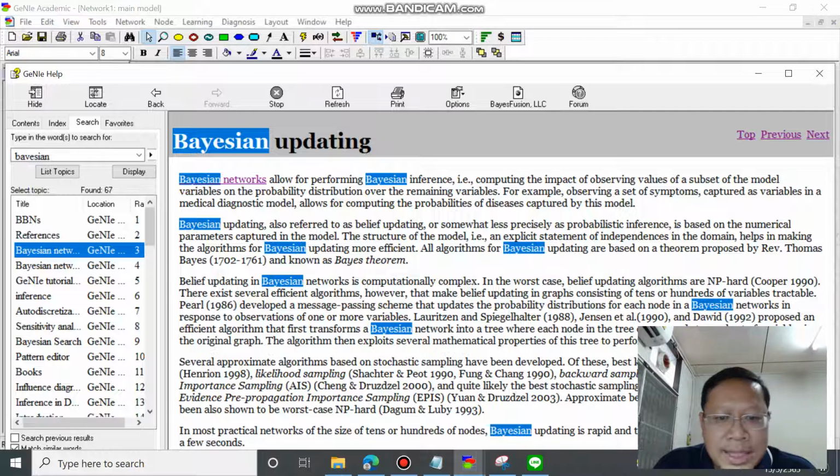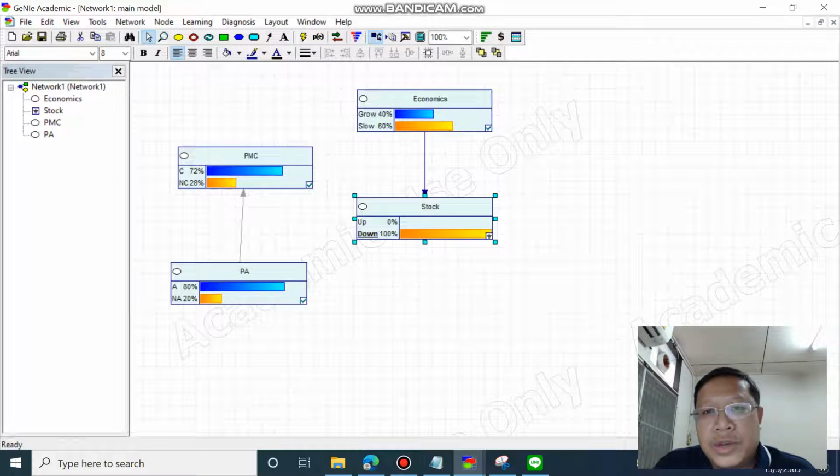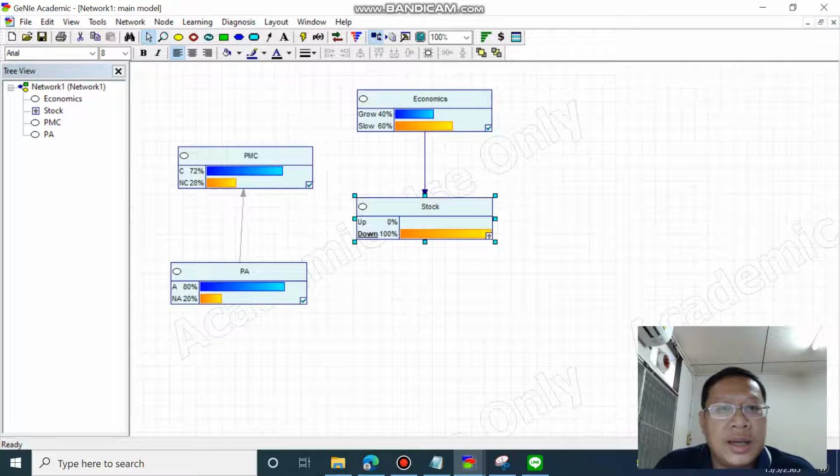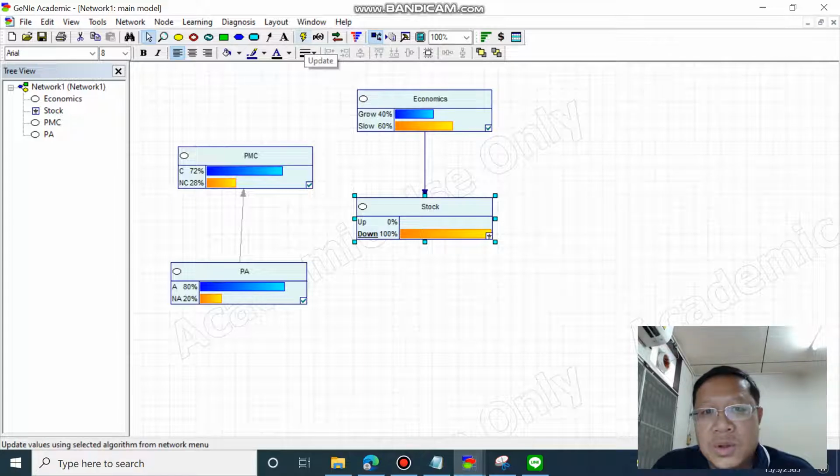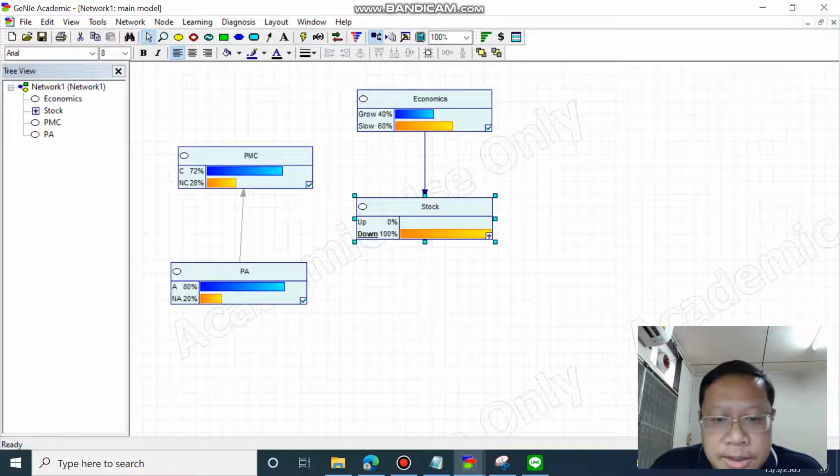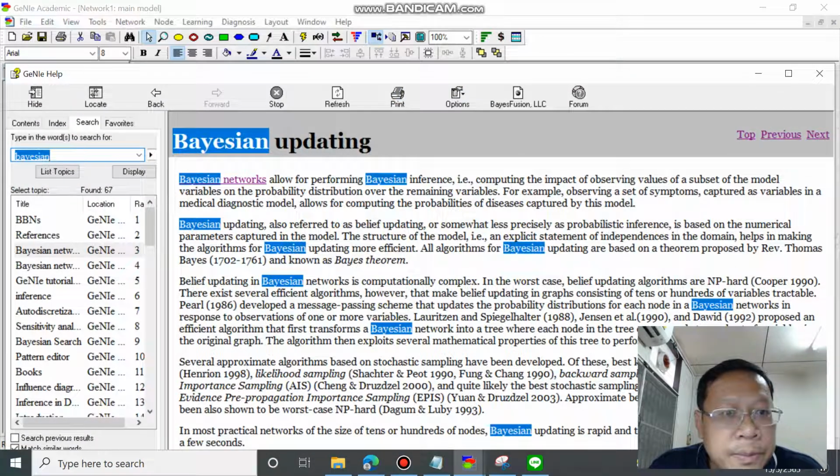Now let's talk about Bayesian updating. When you draw the model, you enter all the probability values into the probability table and conditional probability table, and then when you want to compute the model, you update the model, you click this update. We call it applying Bayesian update of belief, or Bayesian update. So let's look at the concepts here.